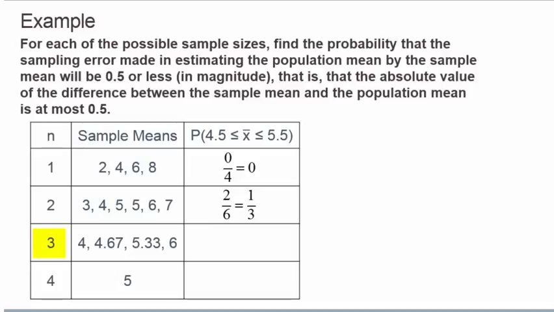Looking at n equals 3, I have 4, 4.67, 5.3, and 6. 2 of my means fall in the range of 4.5 to 5.5 out of 4 data points. So I have a probability of 2 divided by 4, which is 1/2. So the probability is 1/2. For n equals 4, I have 5, which falls in the range of 4.5 to 5.5. I have 1 data point out of a total of 1, which gives me a probability of 1.